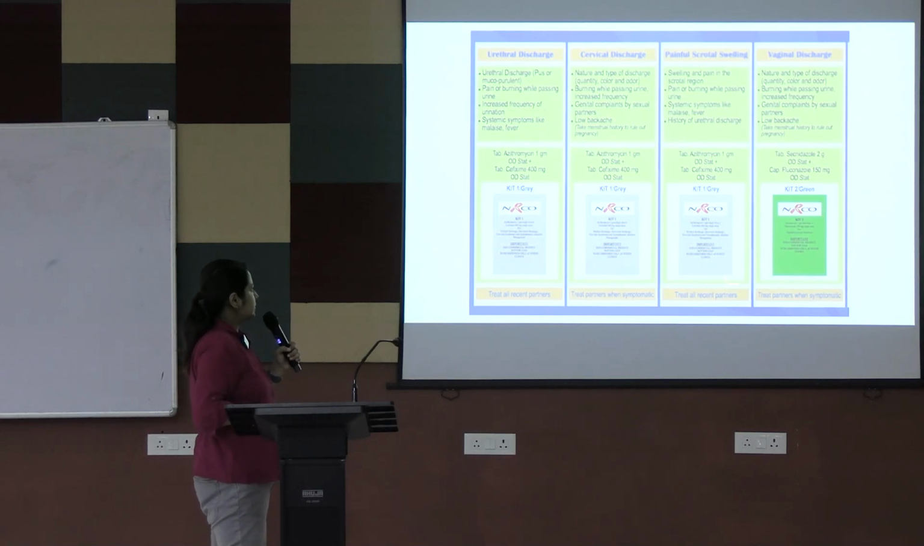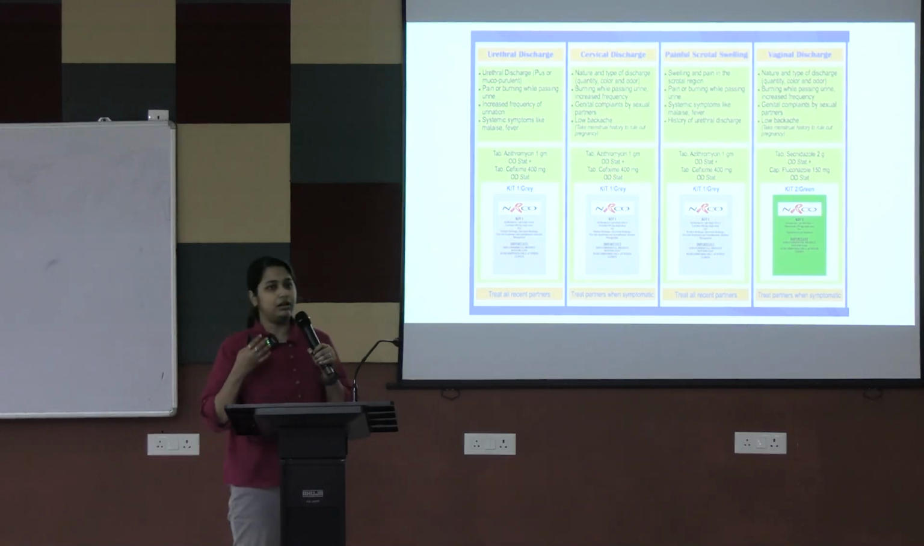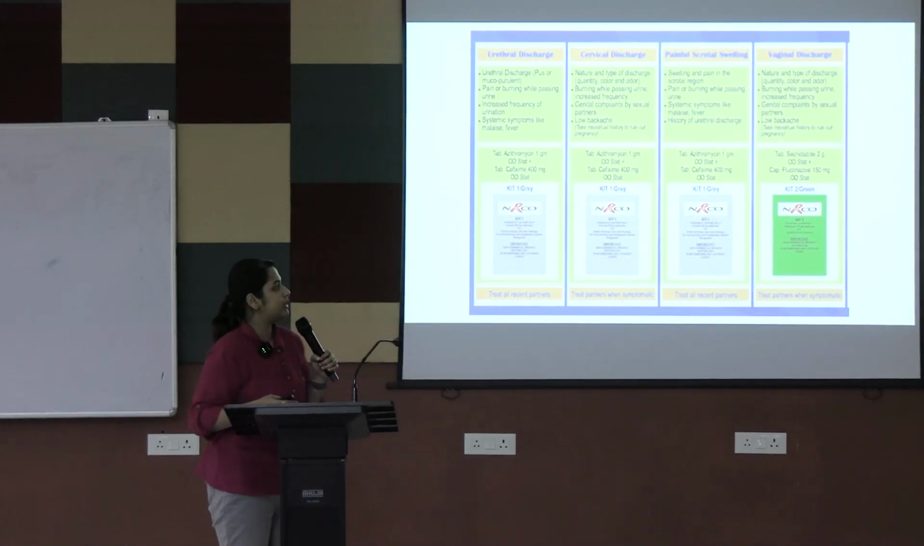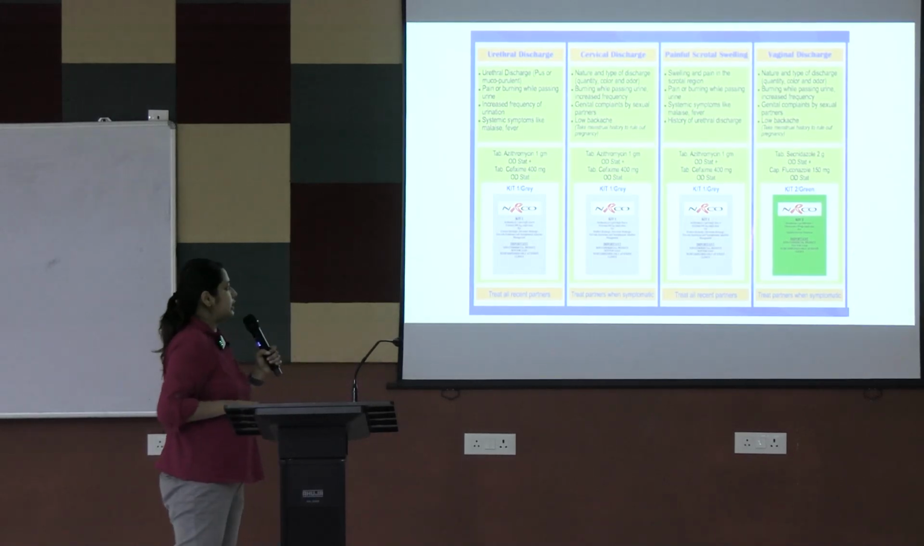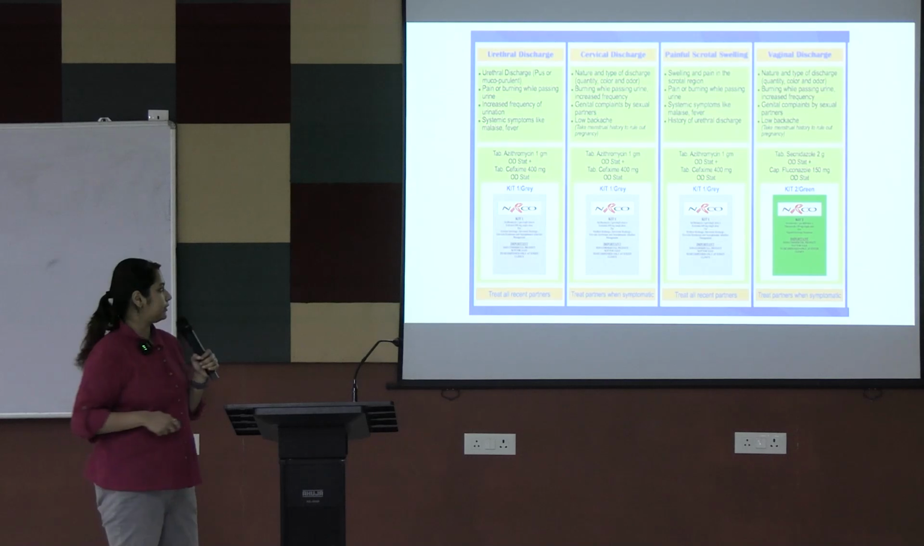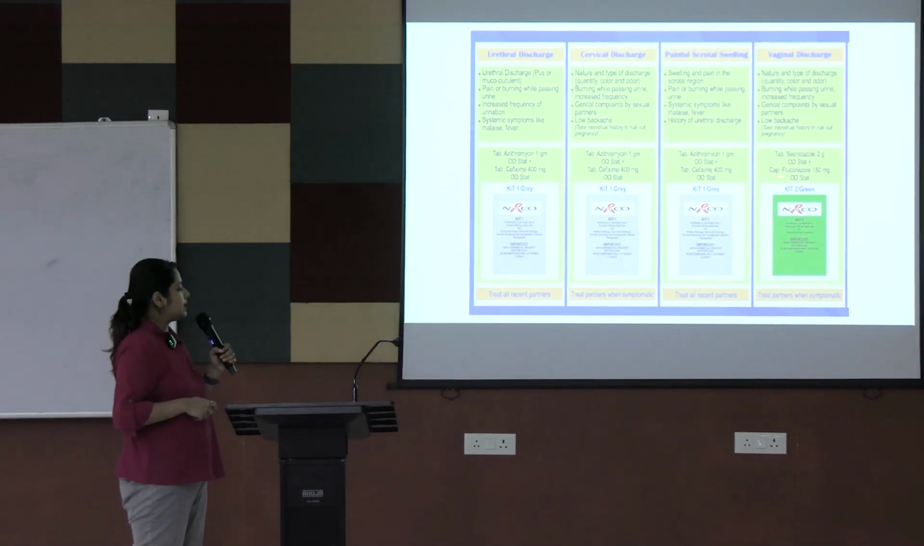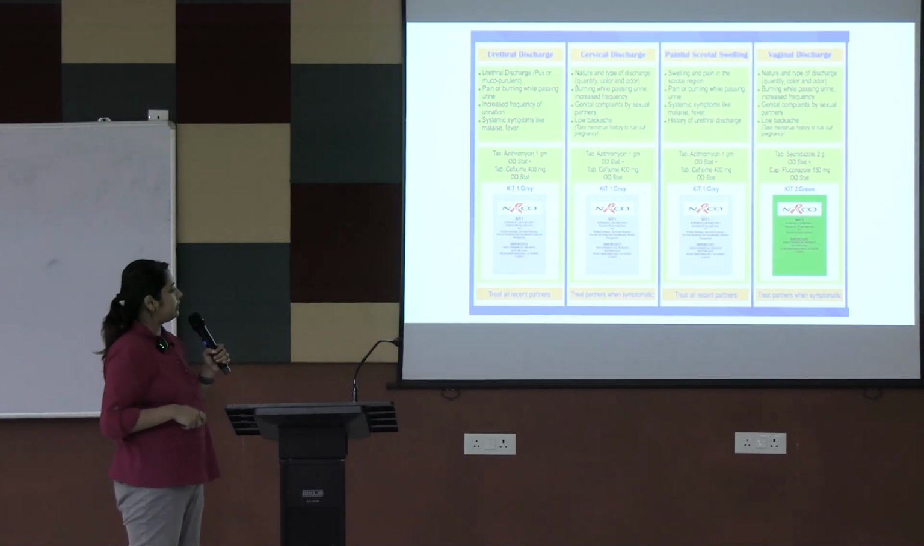Second, for vaginal discharge, where you have a very foul smelling vaginal discharge, that means there is an infection in the vagina. For that, you give the green kit: 2 grams secnidazole and fluconazole 150 milligram.